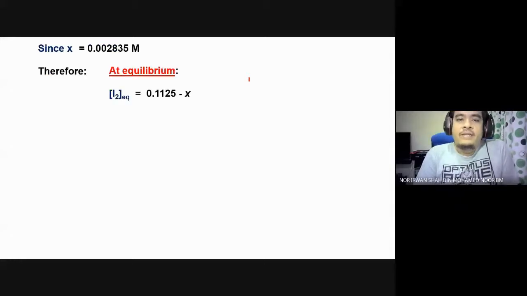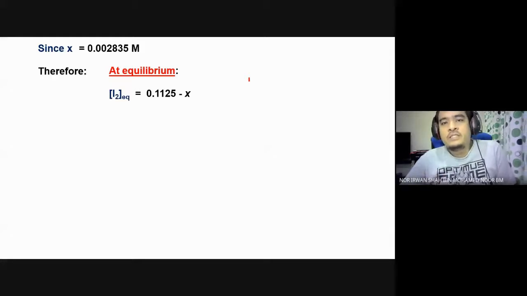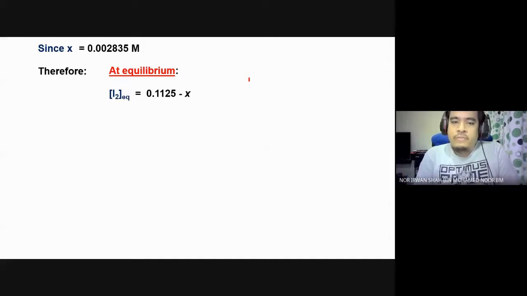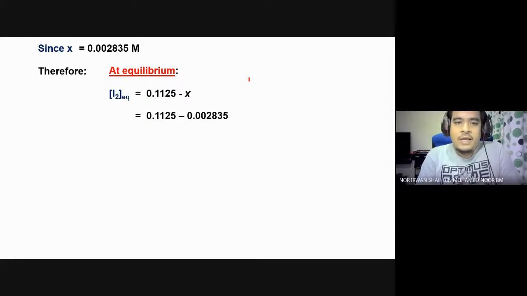we can determine the equilibrium concentrations for both gases, iodine vapor together with gaseous iodine atoms at equilibrium. For iodine vapor, its concentration at equilibrium is 0.1125 minus X, and since we have already determined the value of X, we calculate this and we are going to get 0.1097 molar.